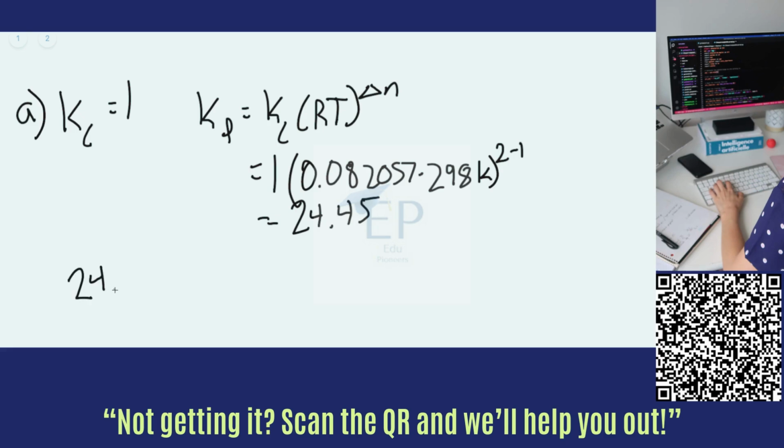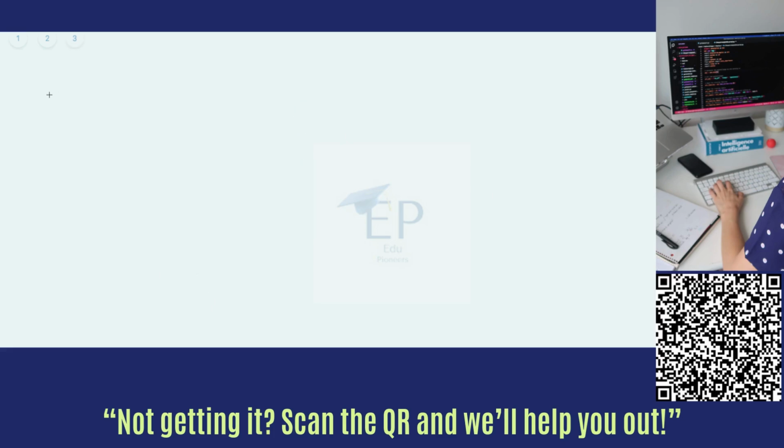And so if we plug that into our Kp equation that we had on the previous page, we will get 24.45 is equal to (1 minus 2x) squared over x. And so the first thing we want to do is rearrange this to a quadratic, and so I'll go to a new page to do that. When we rearrange this to a quadratic, we end up with 4x squared minus 28.45x plus 1 equals 0.